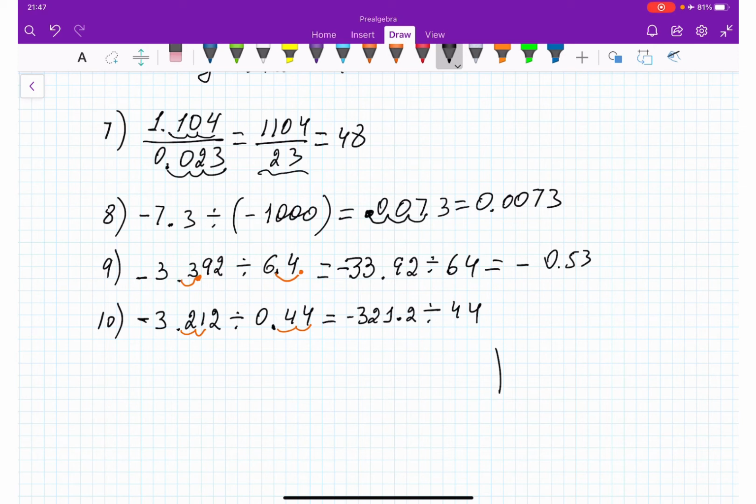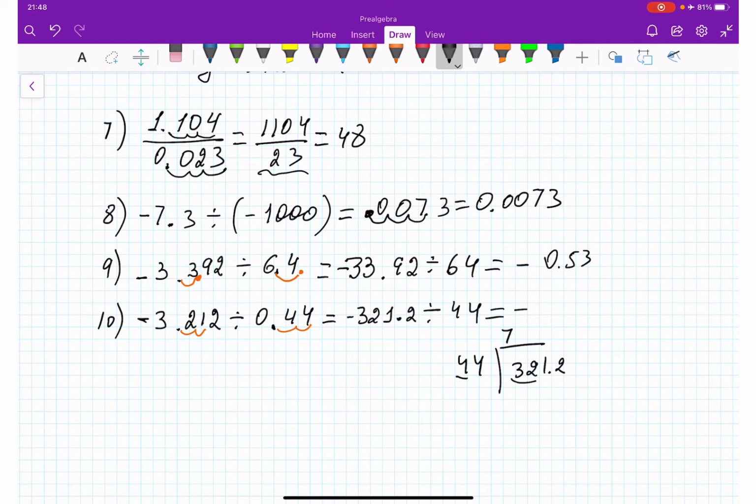Okay. Equal negative 321.2 divided by 44. So 32 is not divisible by 44. 321 dividing by 44, which means I'm taking first two numbers, divide by this one. It's going to be 8. But since I have here also 4, I think it's going to overflow over 321. So let me take 7. We'll see if it works better.